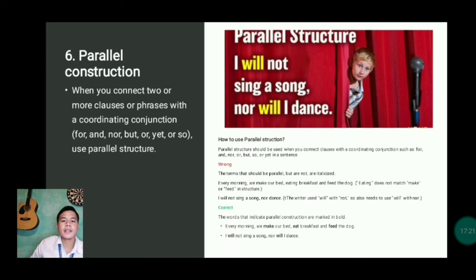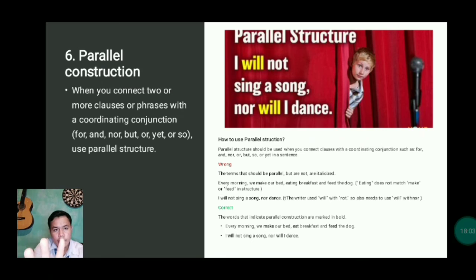And the sixth one is parallel construction, or parallel structure rather. When you connect two or more clauses or phrases with a coordinating conjunction, for, and, nor, but, or, yet, or so, it is a parallel structure. So how to use parallel construction, or what is the usage of parallel structure? Parallel structure should be used when you connect clauses with a coordinating conjunction such as for, and, nor, or, but, so, or yet in a sentence.